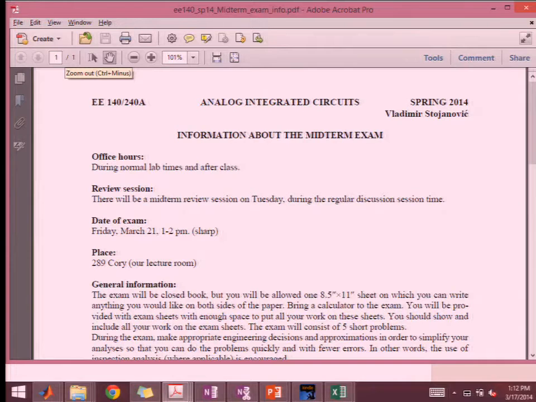Okay, so we're going to do it during normal lab hours on Friday, or class hours. Office hours are going to be just during lab hours and my normal office hours after class. So hopefully that's going to be enough. If you guys need more, let us know. We can maybe try to accommodate a few more office hours.